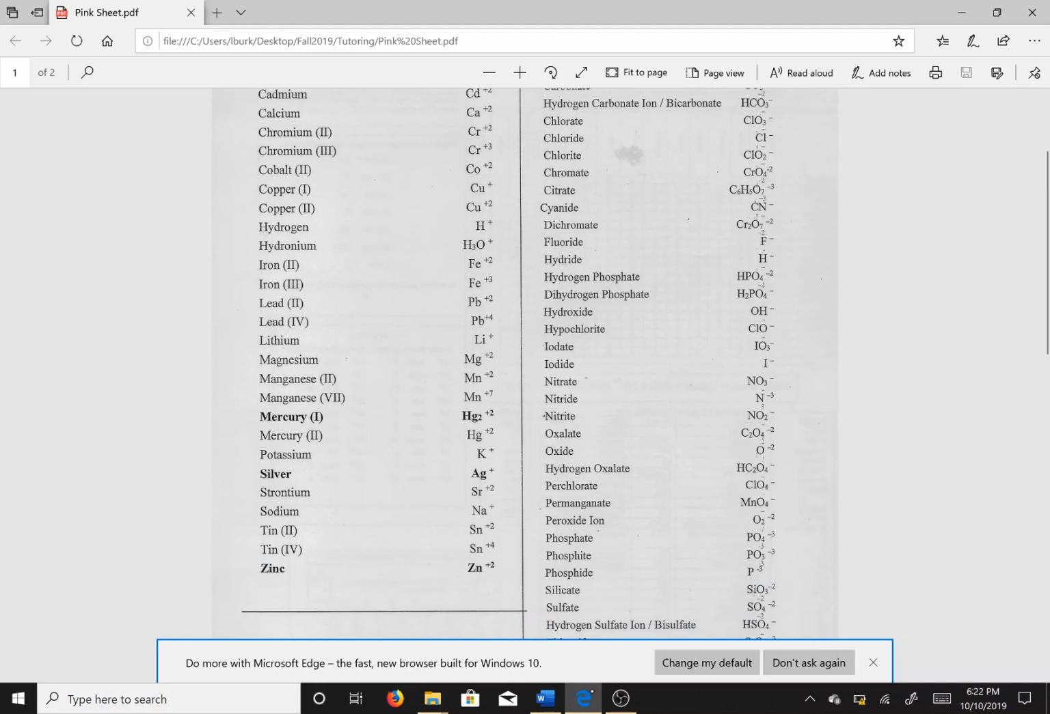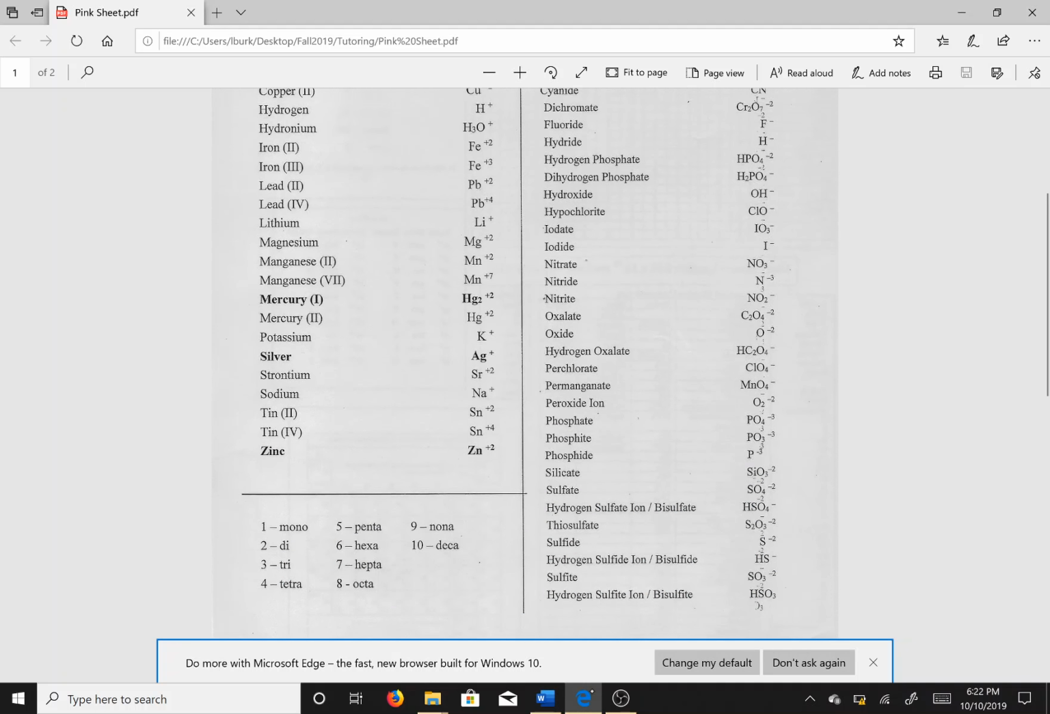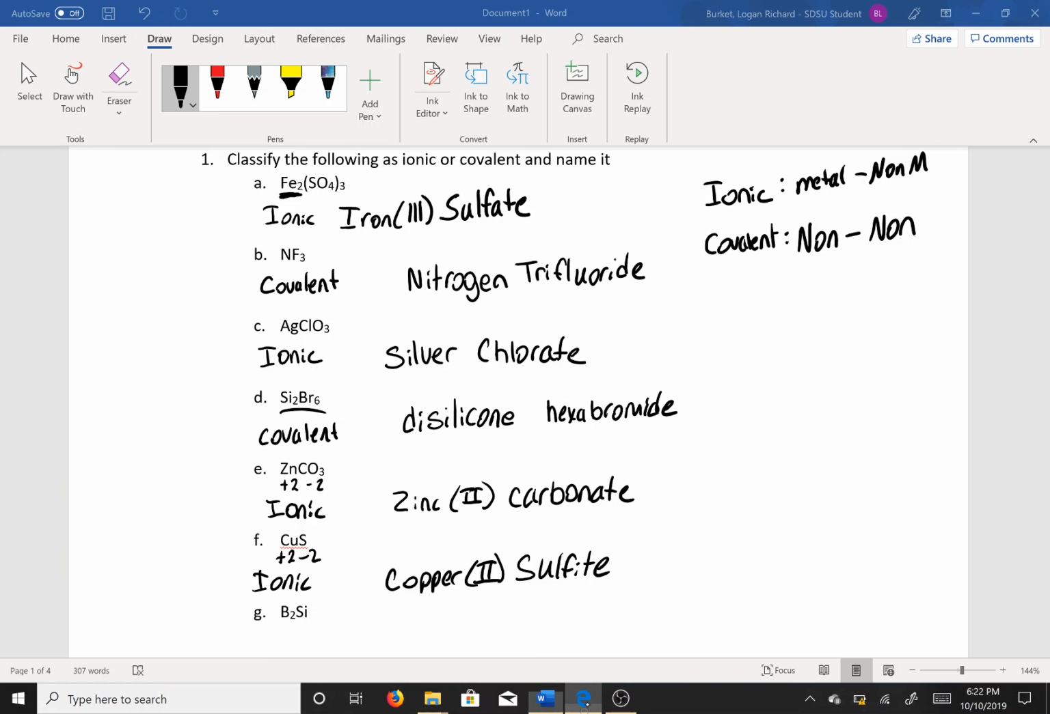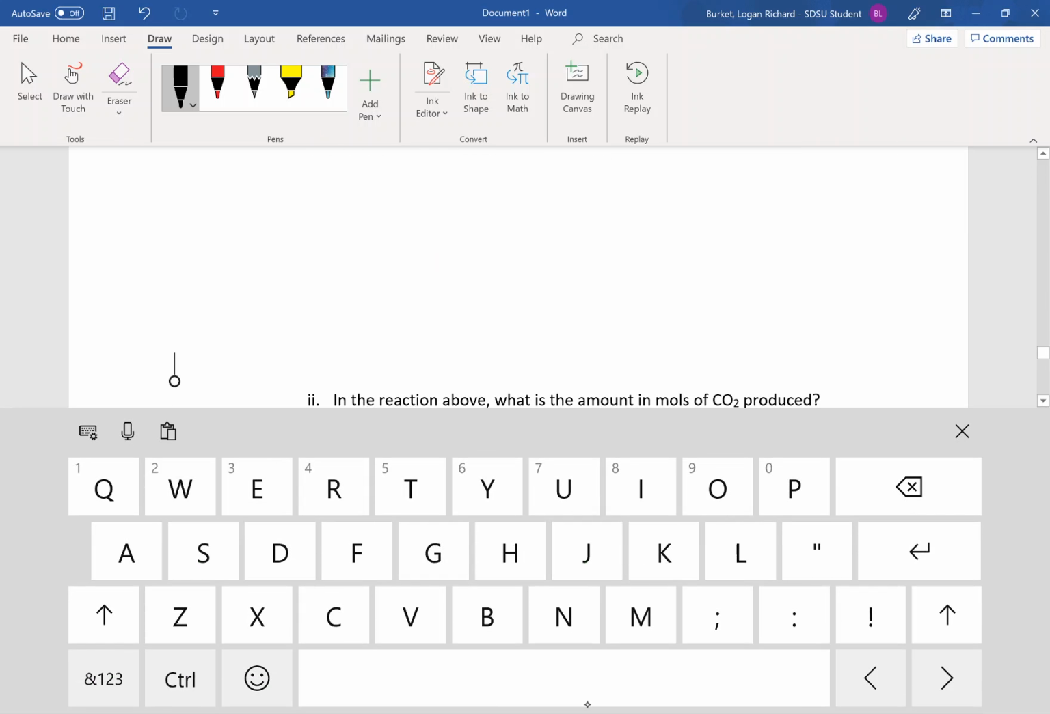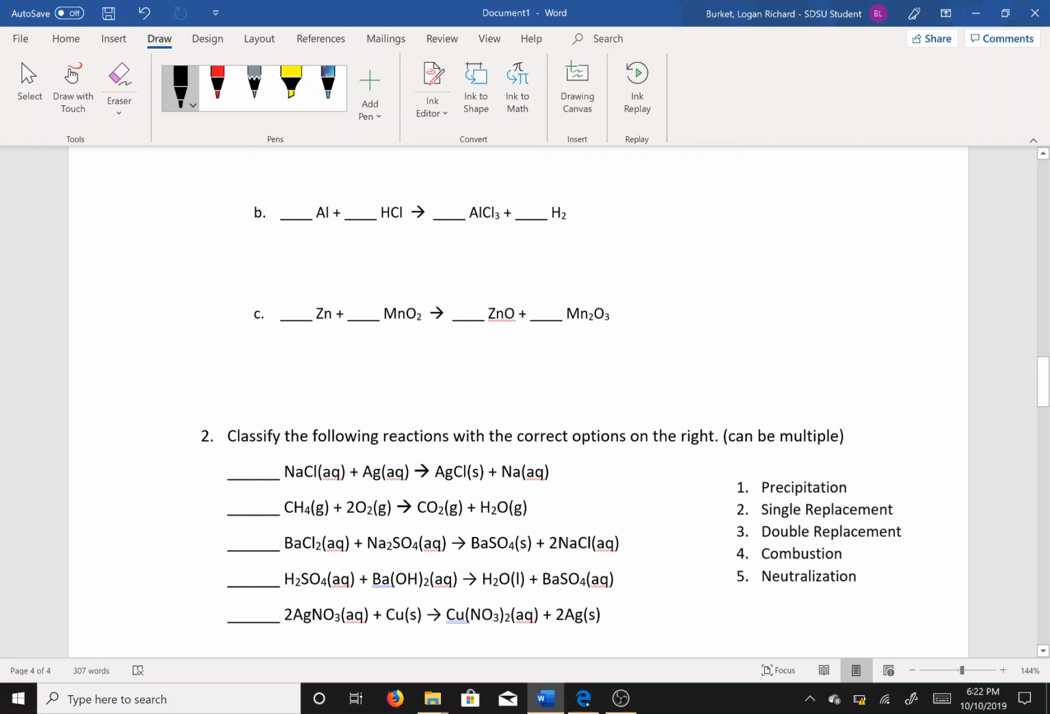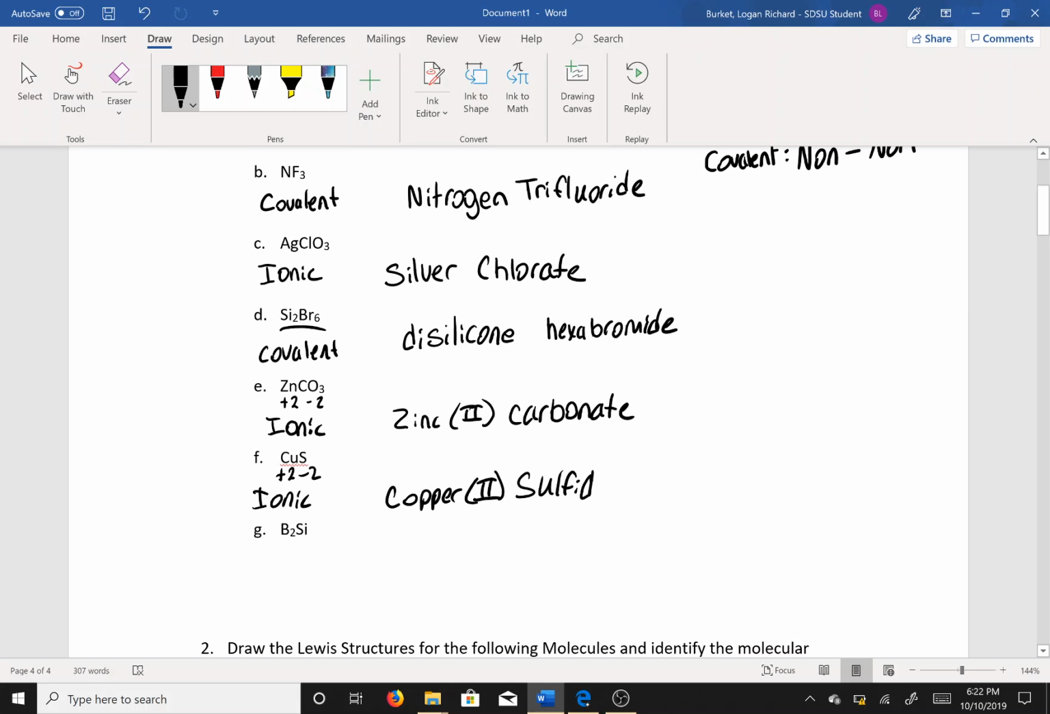Just an S would be sulfide. It does that sometimes, it's really annoying. Sorry about it. Sulfide. Copper(II) sulfide.